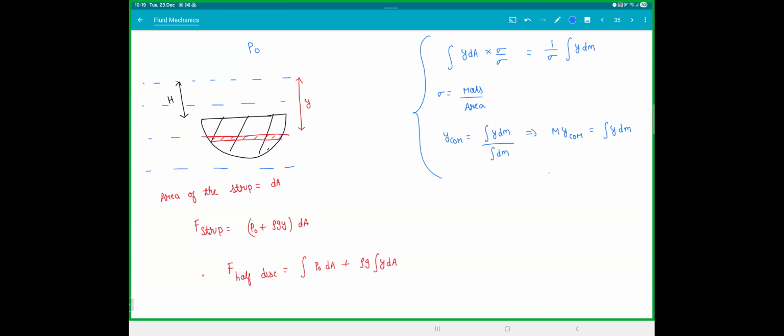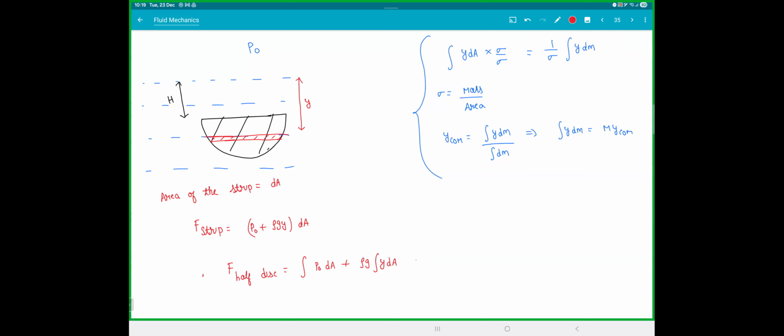And what is your total mass? Total mass is nothing but sigma into area. Or you can simply write this thing as y center of mass will be integral y dm by total mass. I think I can just leave it like that. You get your center of mass actually.